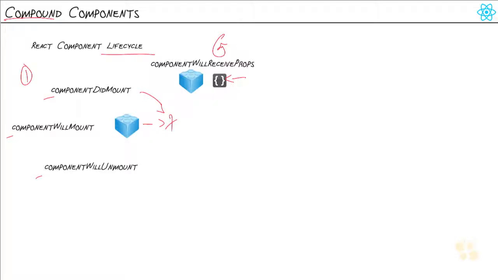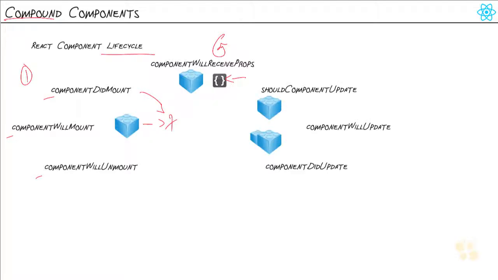And then lastly, the last three events that I want to talk about are should component update, component will update, and component did update. So these are the types of events that, again, can fire routinely over and over during the life cycle of your component. Your component may update many times. And the first one, should component update, I think is the most interesting.